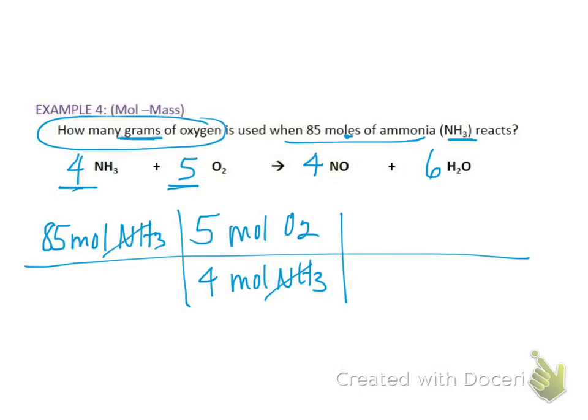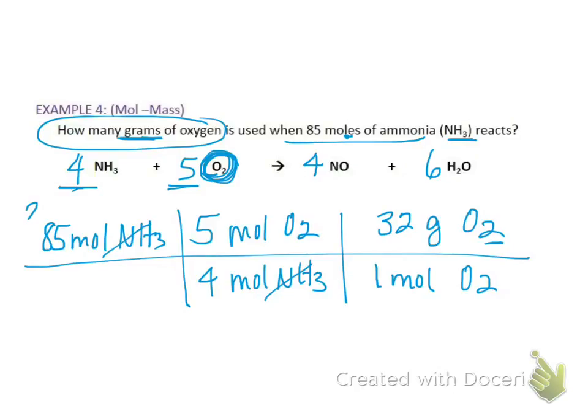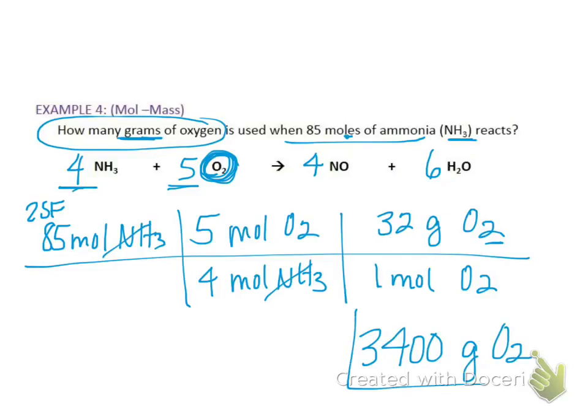Now, since it wants grams of oxygen, we're going to use, you guessed it, molar mass. 1 mole of oxygen. Now, oxygen is O2, so it's not 16, it's 32 grams of oxygen. Because it is O2 and you have that 2 right there, you got to double it. Again, multiply the top, divide by the bottom. Okay? I need my answer in 2 significant figures. So I am going to round that number to 3,400. Remember, when I am rounding, I don't just drop off numbers. I got to replace them with zeros.